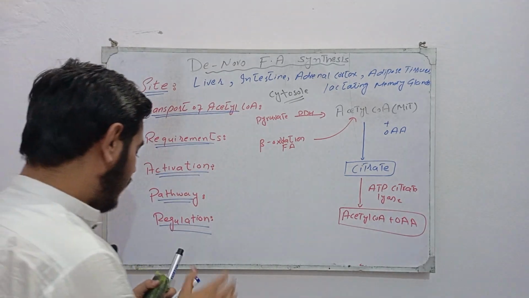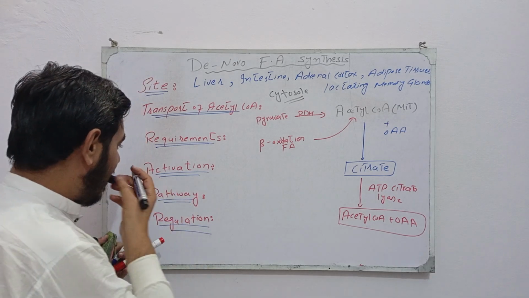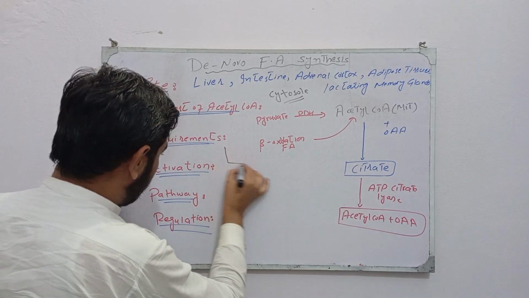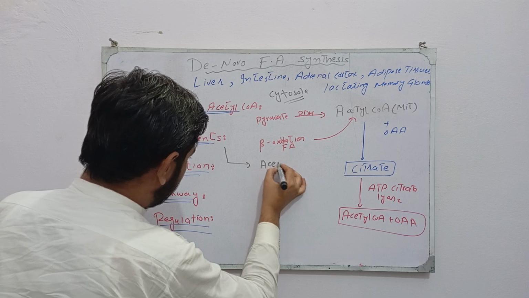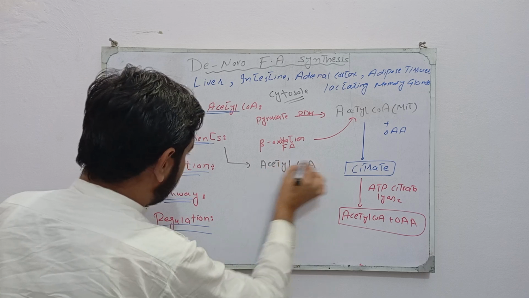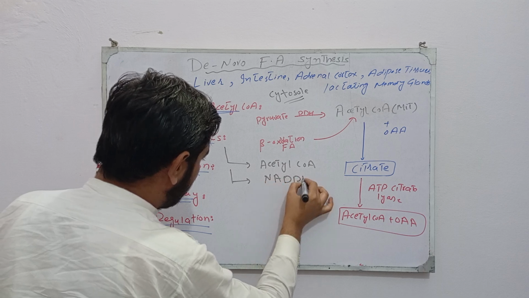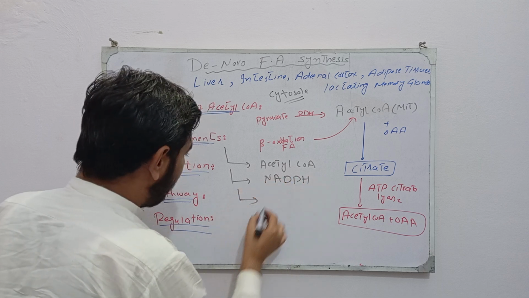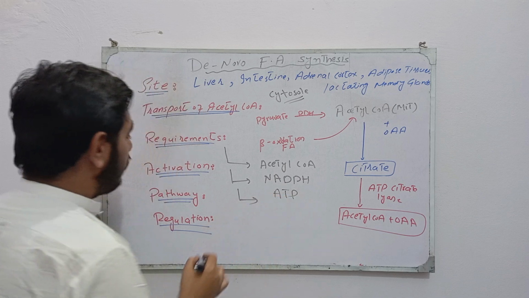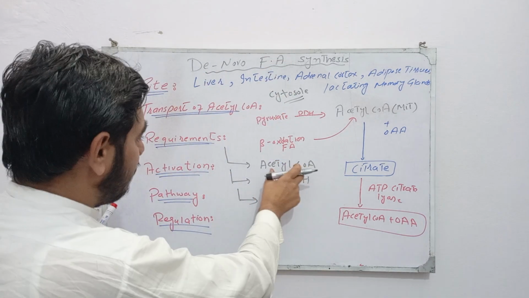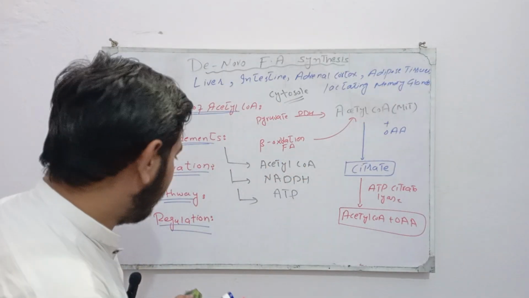Now, the requirements for fatty acid synthesis are acetyl CoA, NADPH for reducing equivalents, and ATP. The requirements for fatty acid synthesis are acetyl CoA, NADPH, and ATP.